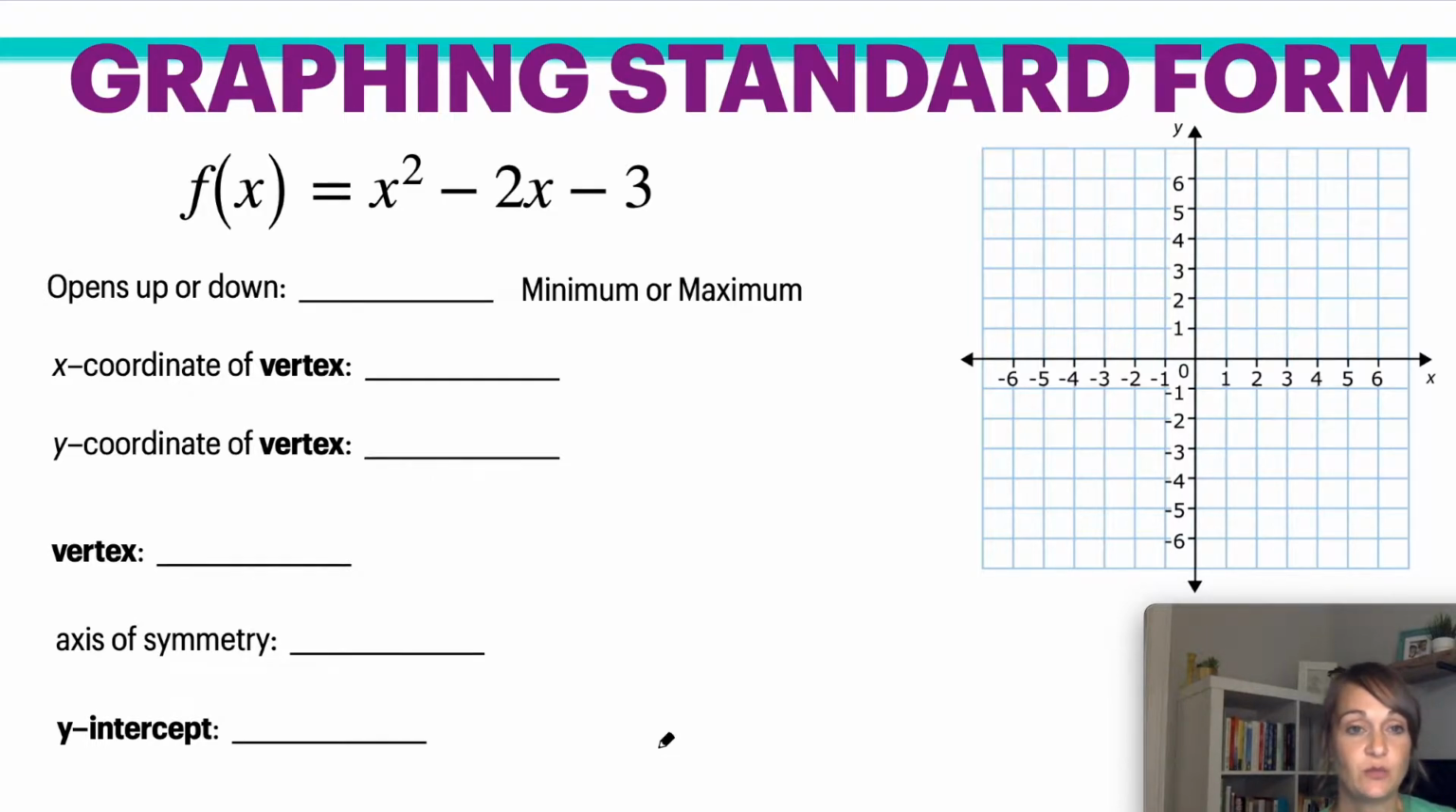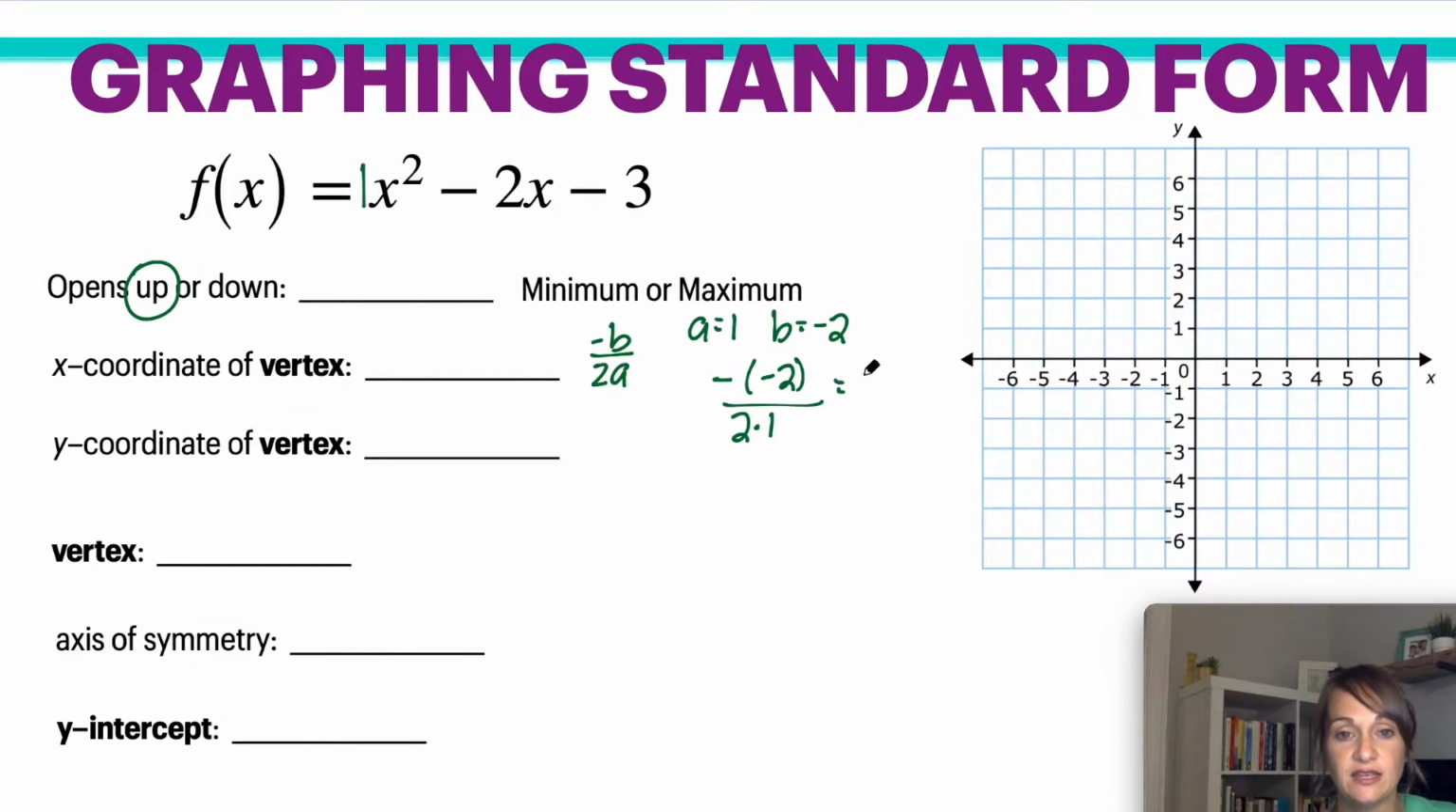For an example, we have the equation x squared minus 2x minus 3. We want to know first, does it open up or down? Well, if you look at a, in this case it represents a 1, it is positive, which means it is going to open up. Now, we're going to talk about minimum and maximum at the end. The x-coordinate of the vertex is negative b over 2a. Well, in this case, we know that a is 1, and we know that b is negative 2. So negative b over 2 times a is going to be 2 over 2, which is 1. So we know that the x-coordinate of the vertex is 1.